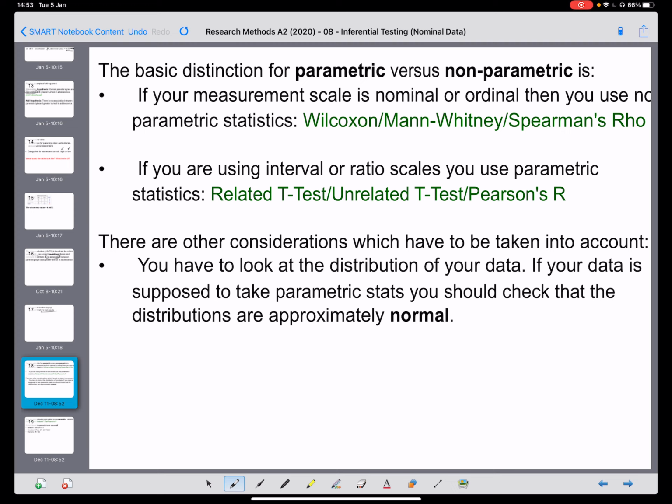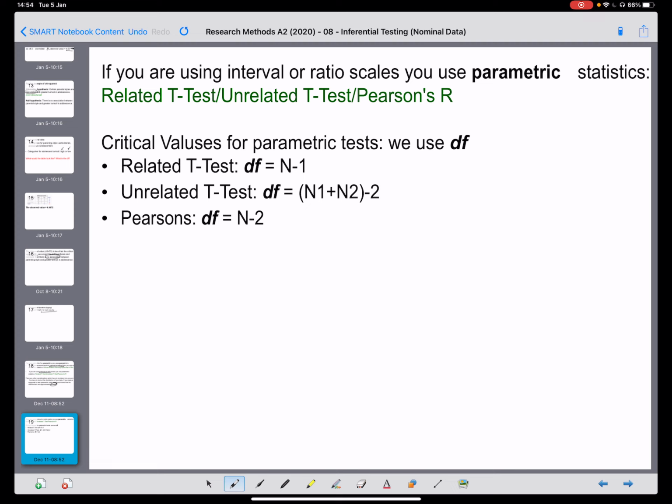The parametric versus non-parametric, we see that if you have nominal or ordinal data, okay, then we use non-parametric tests, so that's your Wilcoxon, Mann-Whitney, and Spearman's. If you are using interval or ratio data, well, I didn't mention ratio to you, but it's very similar to interval, we do your related, unrelated, and Pearson's test. And also, of course, if we have a normal distribution, we tend to also use a parametric test in this particular case. And with the parametric tests, we use degrees of freedom rather than number of participants, but there's a set of formulas that you work on.